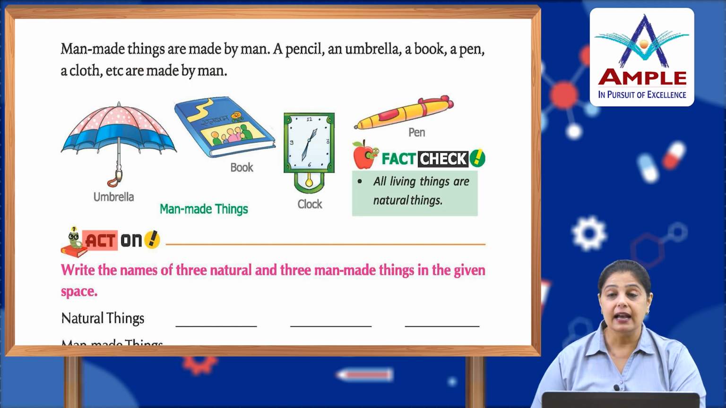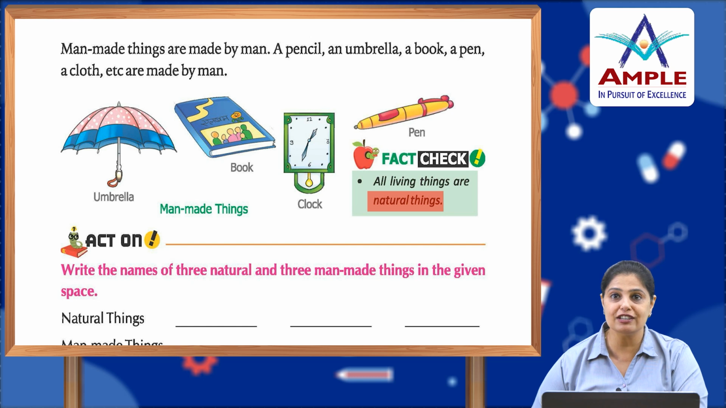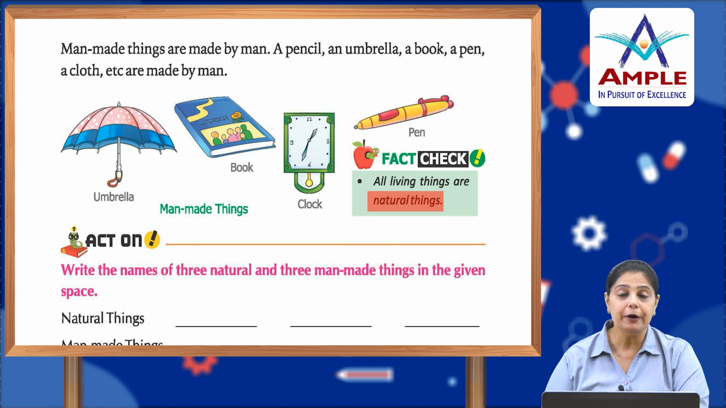Now, let's act on, okay, before we do that, let's do a fact check. All living things are natural things. So, that means plants, animals, humans, these are all natural things. The rivers, the lakes, you do have man-made lakes and rivers and all, but if you look at the nature, most of them or 99% of them are created by the nature itself. They were already there, present on the surface of our earth.